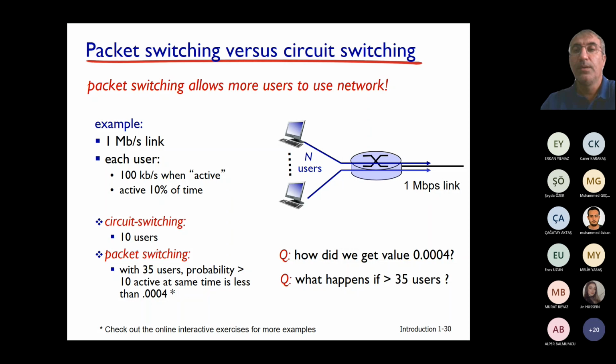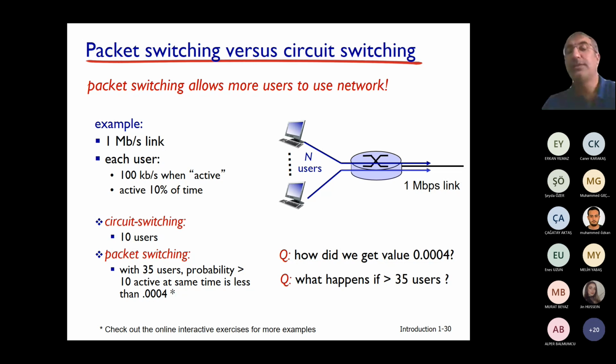Okay, let's summarize by comparing packet switching versus circuit switching. First of all, we can clearly say that packet switching allows more users to use the network. Let's give an example to support this claim. Let's say we have a 1 megabit per second link, and we have 10 users. In case of circuit switching, we just allocate equally. Let's say each user is gonna have 100 kilobits per second when they are active, 10% of the time, assuming that.